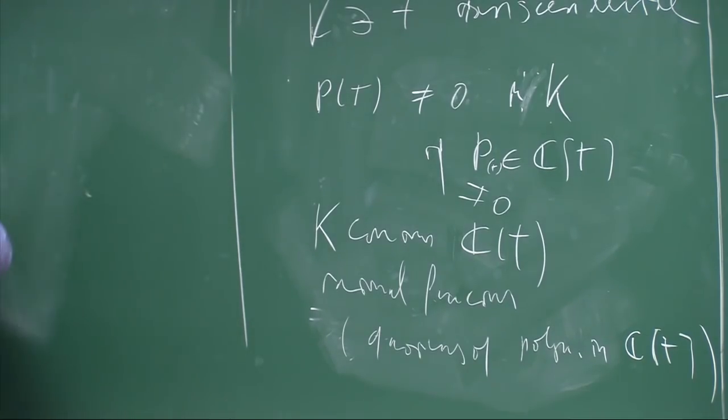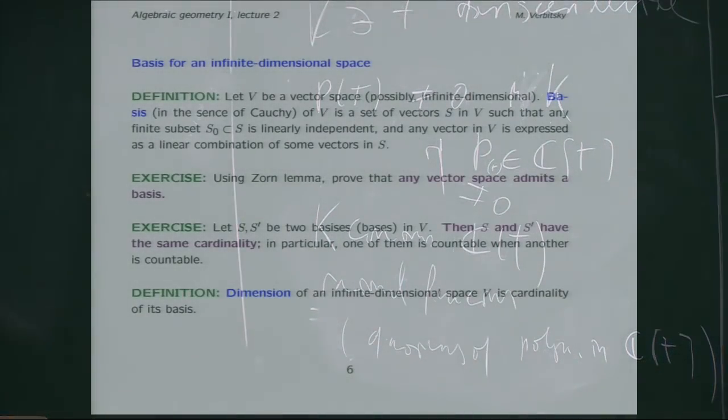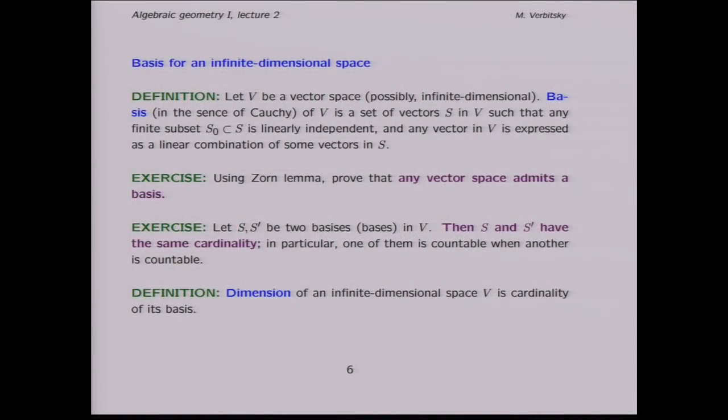Okay, now I will just remind you what was last time. So we have this basis in infinite-dimensional spaces. If you have an infinite-dimensional space, it has a basis. What is a basis? It's a set of vectors which are linearly independent, and any vector in this vector space is a linear combination of vectors in a basis. And a basis always exists. This is a consequence of set theory, which we discussed, and you have them in your assignments. If somebody doesn't have assignments, please take them.